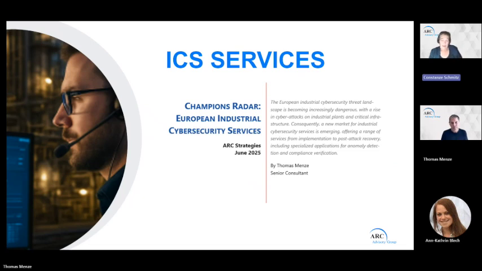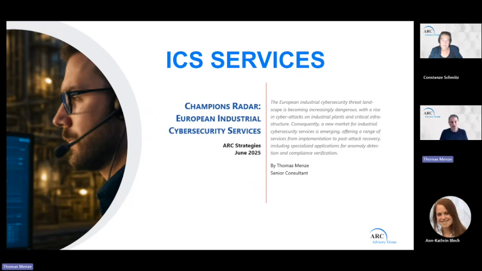So, Thomas, what do you see as the main driver for external ICS services? Would it be regulatory pressure, customer requirements, shortage of skilled labor in-house, or the increasing number of cybersecurity incidents? Yeah, it's a good question, and it's a complex scenario and a complex world we live in. So let me give you a short answer to your question.